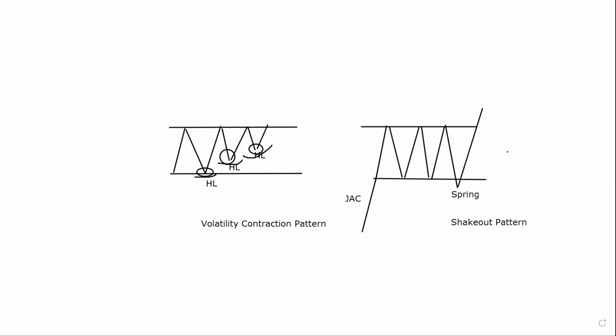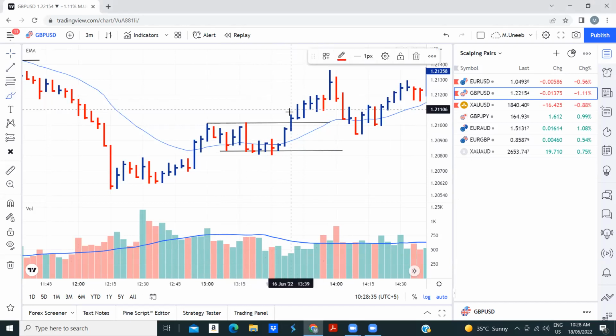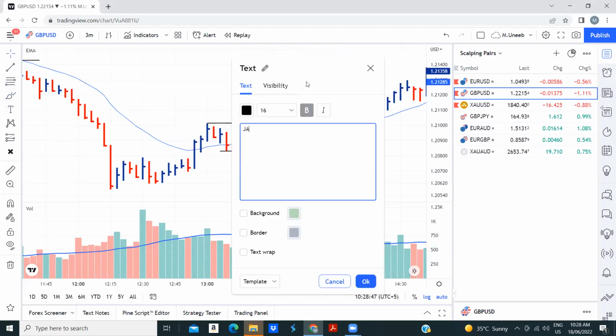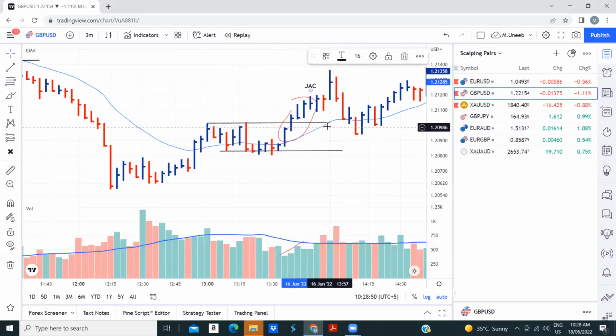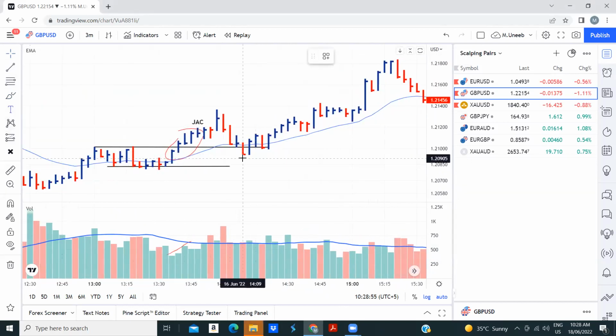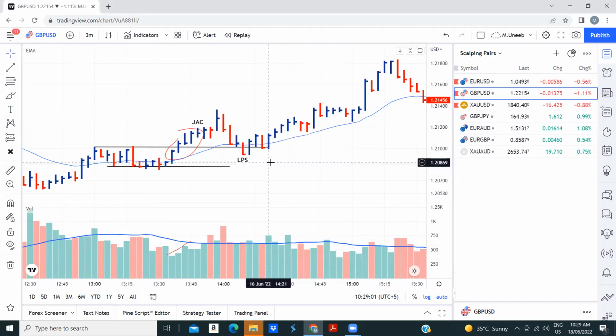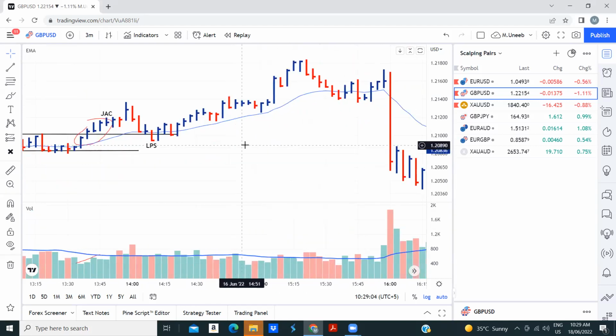Got it? As we saw in this situation, you see very consistent volume, nothing. Then there's a spring here. After the spring, what happens? The price moves up, and as the price breaks through this part, we have an increasing volume to the upside as the price breaks. So obviously, this would be what? Jump across the creek, right? And this would be LPS, last point of support, right? Yeah, correct. Okay.